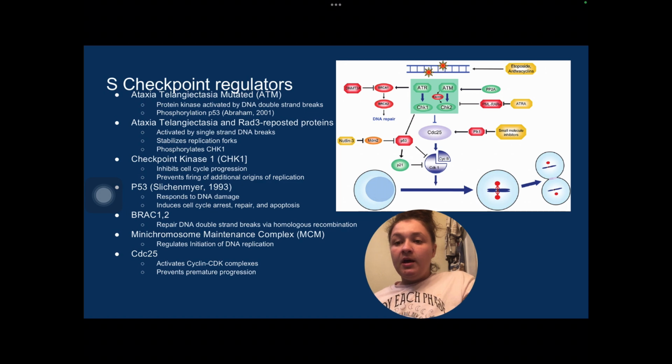The BRCA1 gene is a tumor suppressor gene involved in the repair of double-strand breaks in DNA. It plays a role in the synthesis checkpoint by helping to repair damaged DNA and stabilize the replication forks, ensuring that replication can proceed without errors.